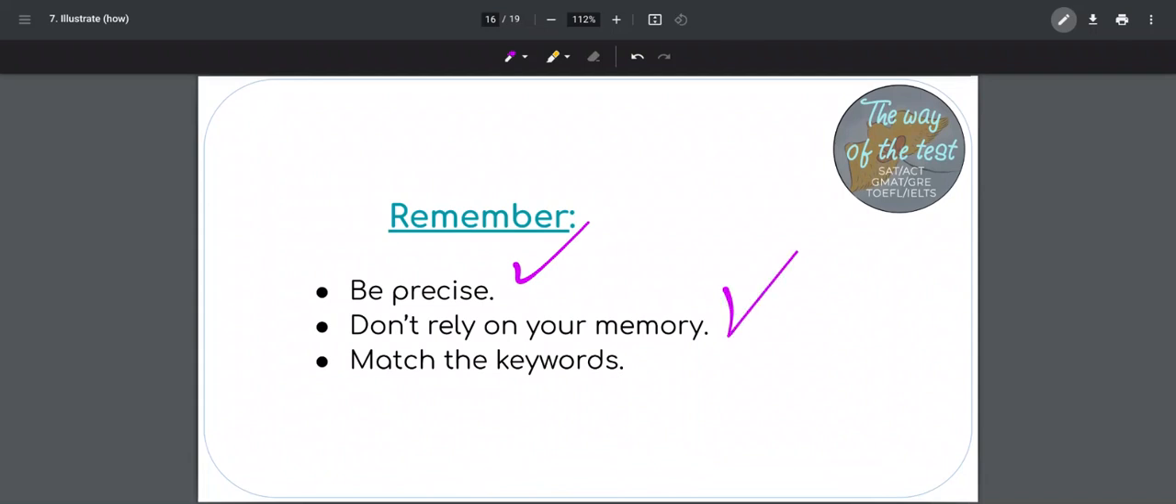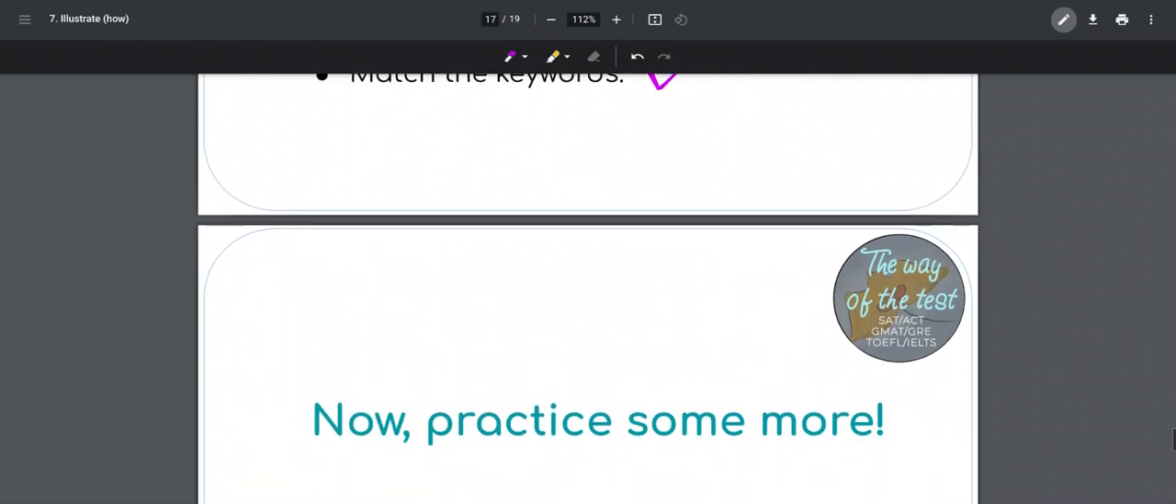Second, don't rely on your memory. Always read and double check each alternative word by word. Don't rely on "okay, I just read it, I memorized it, and I'm going to check." No. And finally, match the keyword. The correct answer will match with the text.